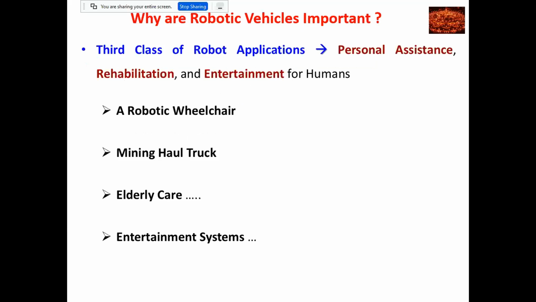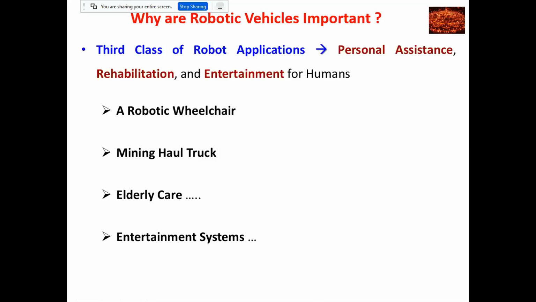Similarly, we'll see the third class of robot application, used for personal assistance, rehabilitation, and entertainment. Here, many devices are developed in the third class, which will be helpful for persons. Robotic wheelchair, you are seeing, elderly care through feeding, household tasks, and emergency notification. The vacuum cleaners and lawn mowers. Many things are helping the elders. Similarly, the advanced entertainment systems, meaning locomotion of humanoids and biomimetics, are used for entertaining people.